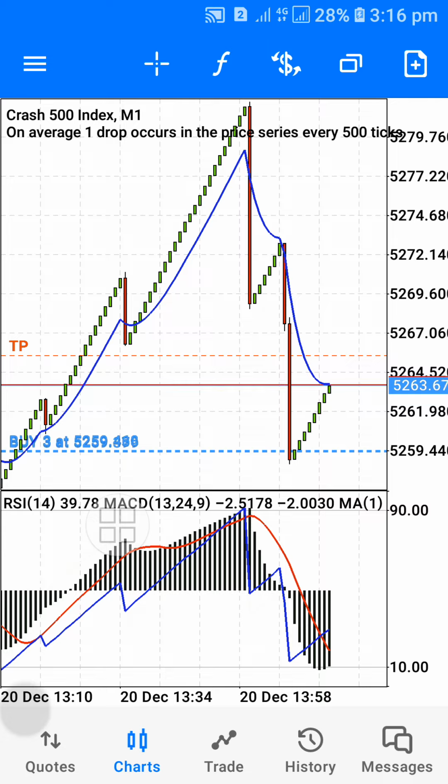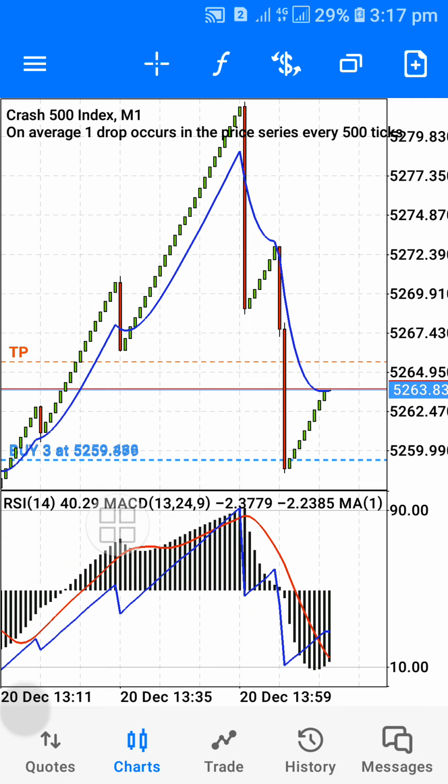Let's do this wonderful Boom and Crash strategy together. Here we are going to be talking about how to scalp the market and make massive profits with this one. You can see I'm trading already. I'm trading Crash 500 and I have my TP. Once I knew it's going to get to my TP and hit that, I will make that profit and leave the market.